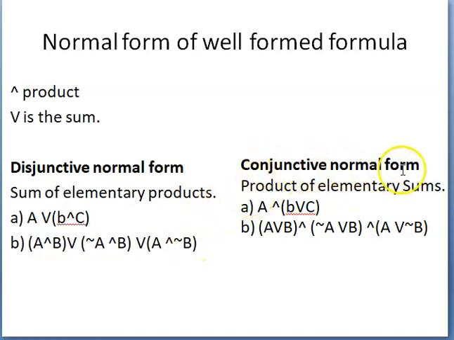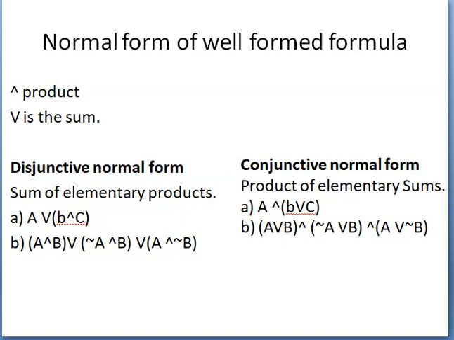Then we have the conjunctive normal form, which is the product of elementary sums. So at the elementary level, we can have sums, but at the main level we will have the product symbol or the and symbol, like we have A and B or C. Now there are certain steps which are used for bringing the sentences into the disjunctive or the conjunctive normal form. The conversion is performed using the logical identities.